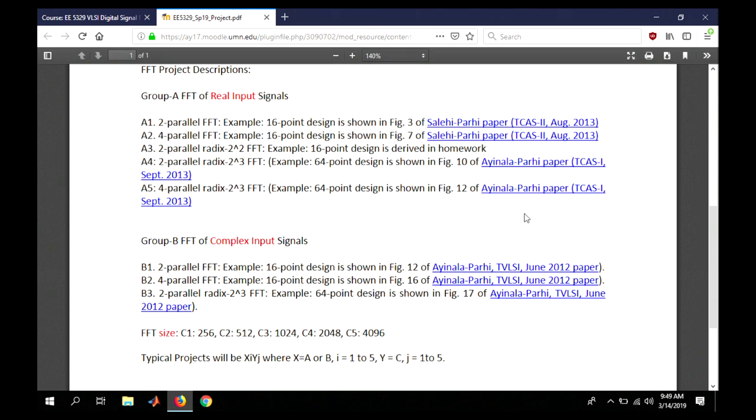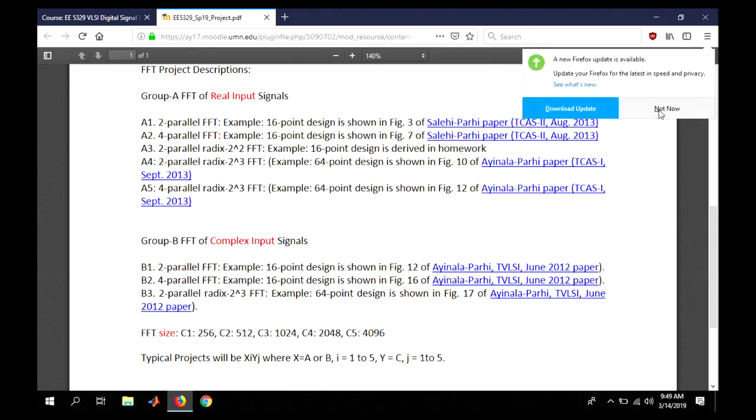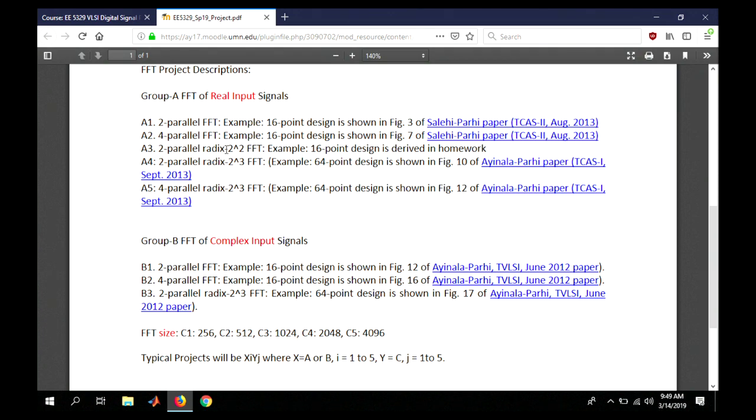Otherwise, your project will be something like X, I, Y, J. For example, it could be A3C4. A3C4 means 2 parallel radix 2 squared FFT for point size 2K, 2048. I can email you what your project is. So you will hear from me something like A3, C1, B1, C5, things like that. That's your project.